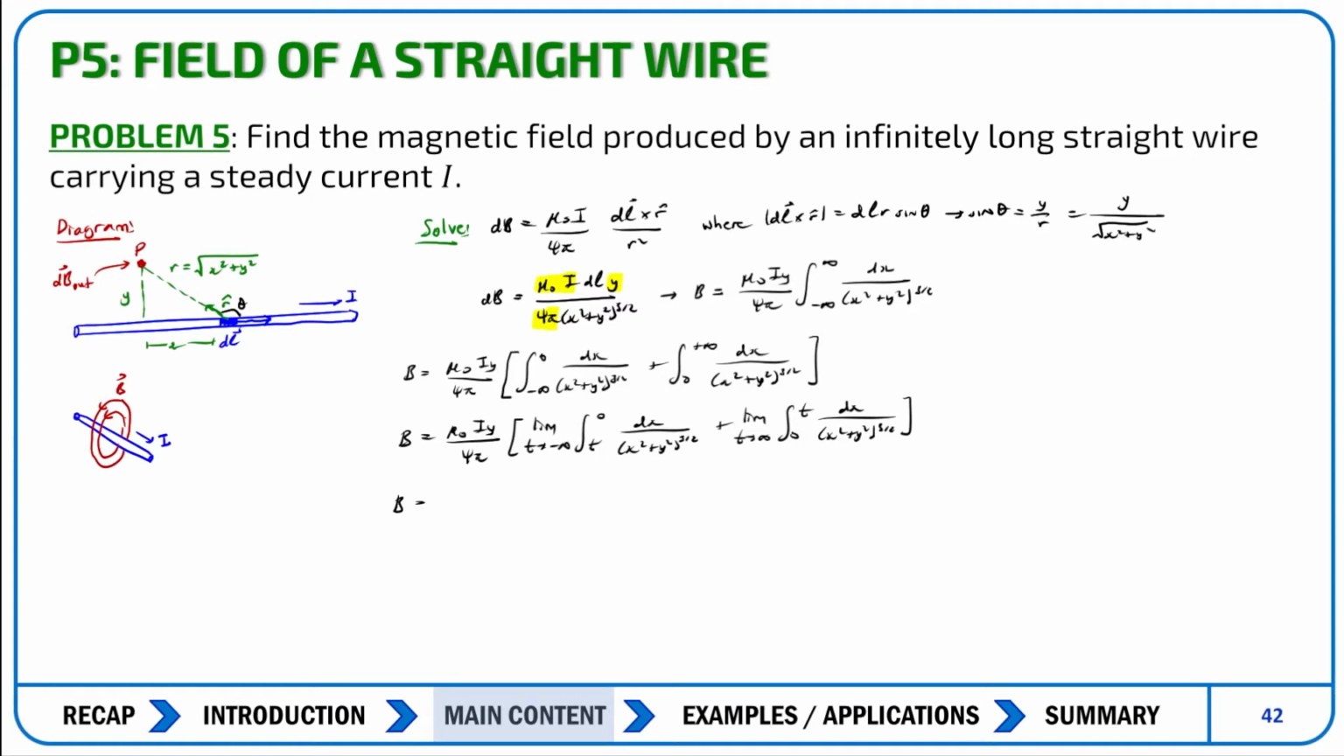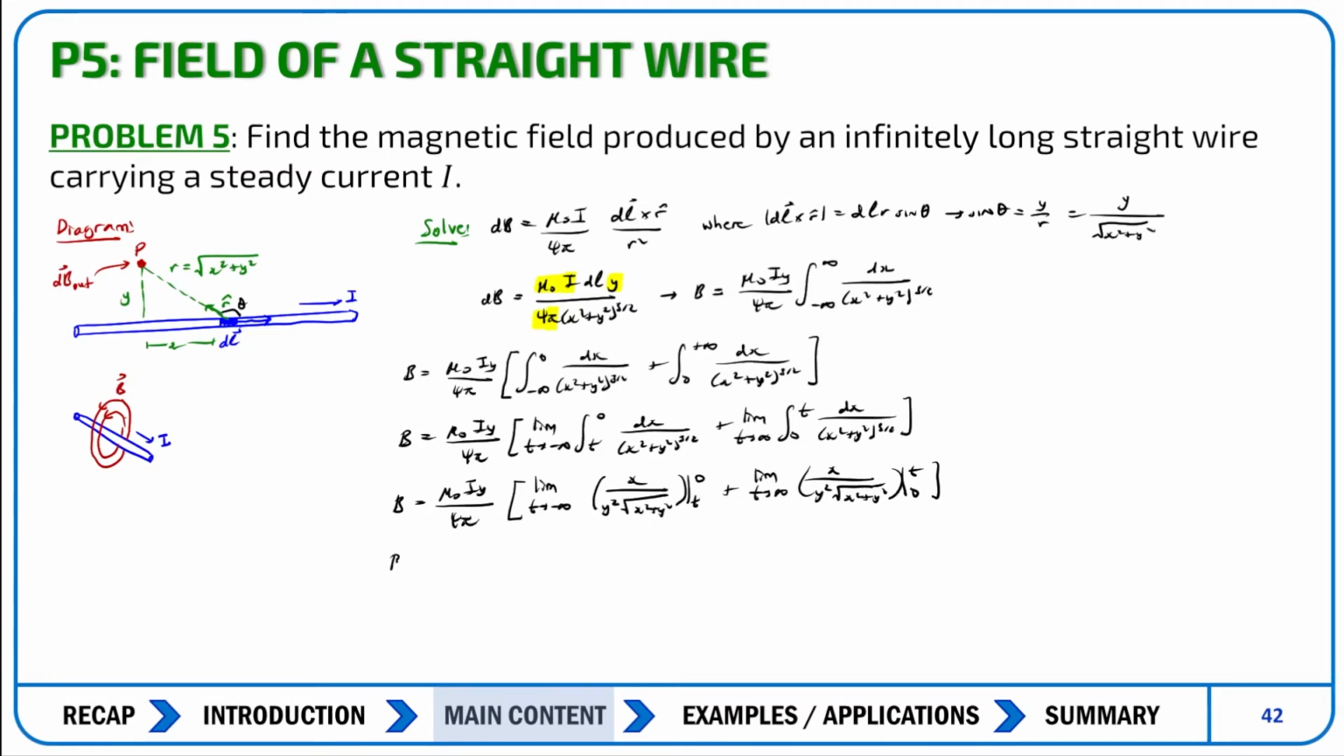When you solve for this, we're going to end up with mu naught I y over 4 pi. This is going to be the limit as t approaches negative infinity of x over y squared times the square root of x squared plus y squared, from t to 0. And this is going to be the limit as t approaches infinity of x over y squared times the square root of x squared plus y squared, from 0 to t.